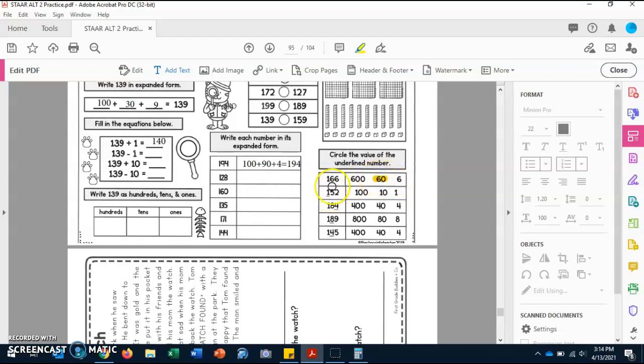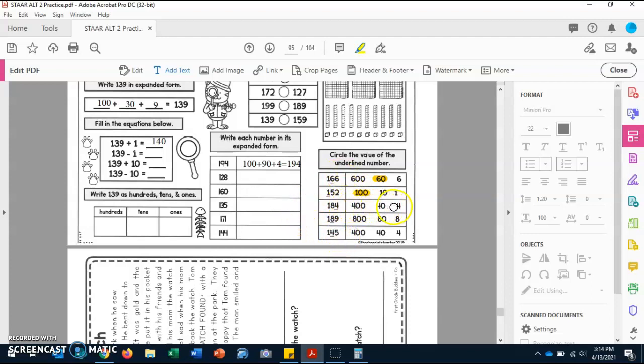Yes, it is 60 because you would say 166. So this is 100, this is 60, and 6. For our next one is 152. So what number is underlined? Yes, it is our 100. And that is what you're going to do for the rest of the numbers.